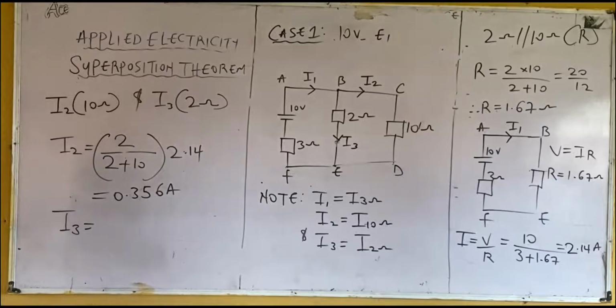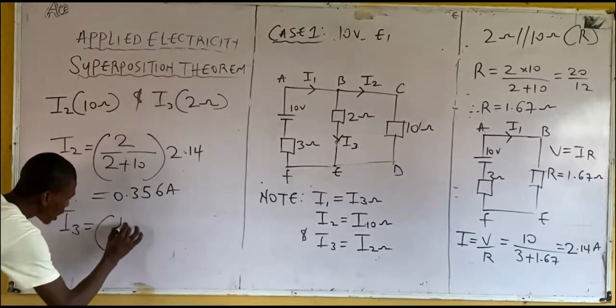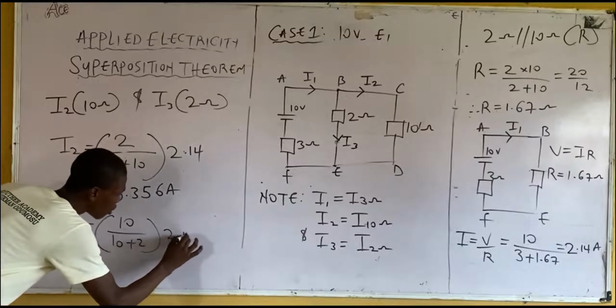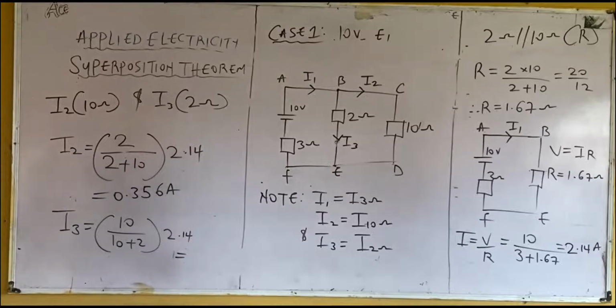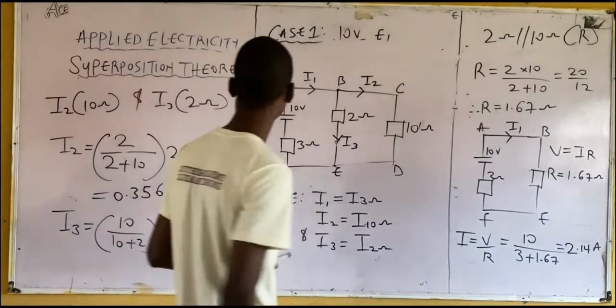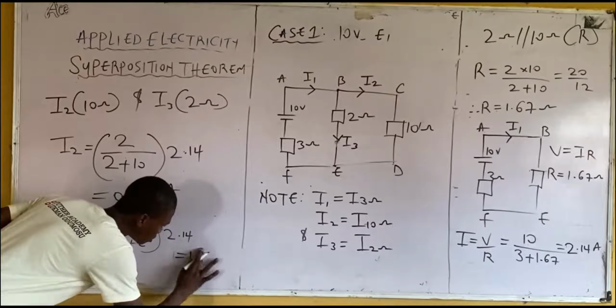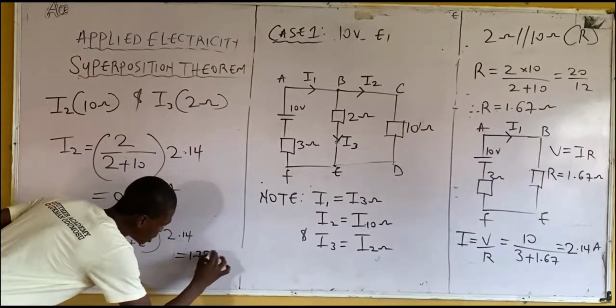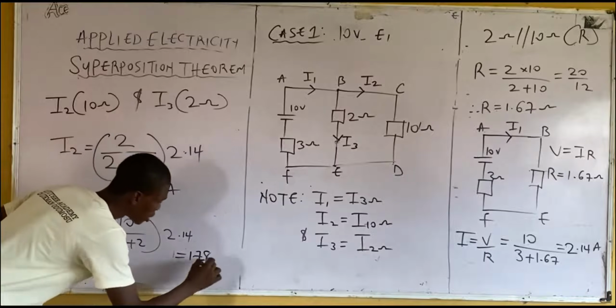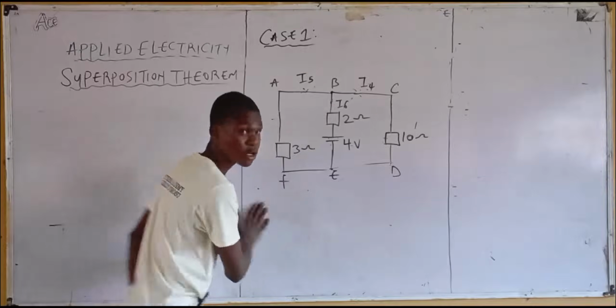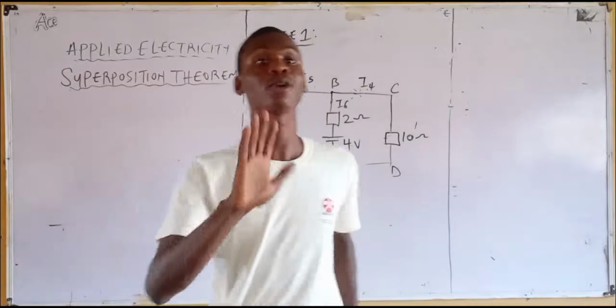Then I3. How do you go about I3? That would be 10 over 10 plus 2 multiplied by 2.14. That equals 1.78 ampere. All right. This is case 1. We've solved for case 1, and we've seen how it works.